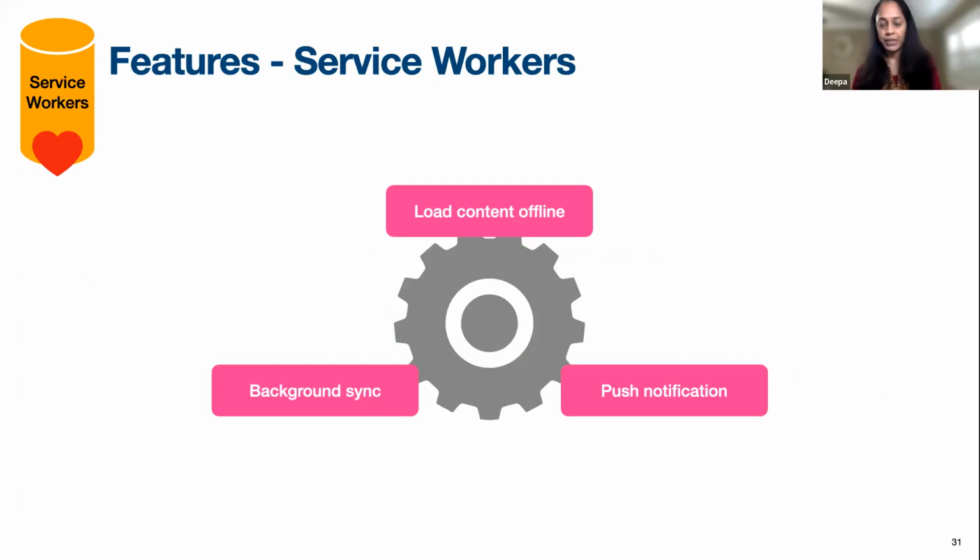So what are the features? I talked about events. It will listen for events, so it will listen to fetch API requests. It can also load offline content. It can do background sync. That's what makes it possible for applications to show some content. Remember the app shell that I talked about, where you have to load some minimal UI content. That is done by a background process along with the service worker.